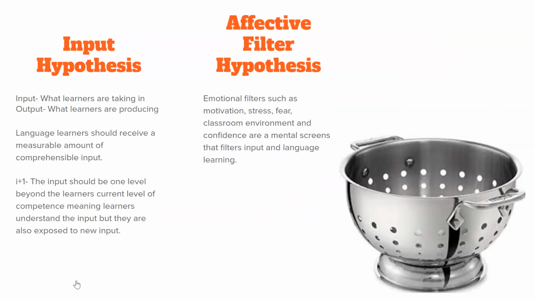Next is the input hypothesis. And input is what learners are taking in. So that is typically what they hear and what they read. Output is what learners are producing. That is their speaking and their writing. Okay, so language learners should receive input that is one level beyond their current level. Okay, so if they only received input at their same level, there would be no growth. Learners need to receive input that's one level higher, and then they grow to that level, and then another level higher. Okay, and then the last one is affective filter hypothesis.